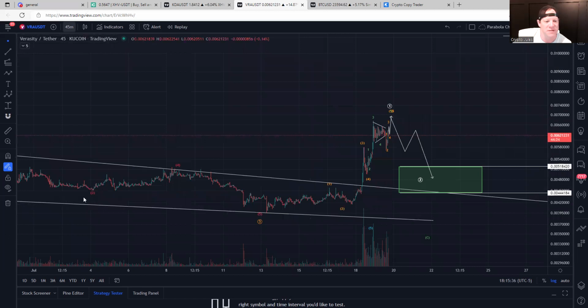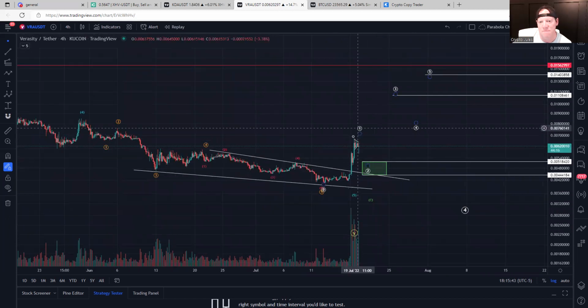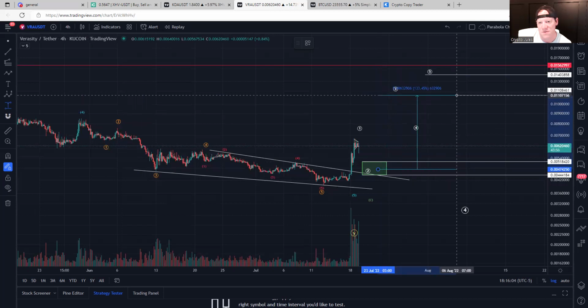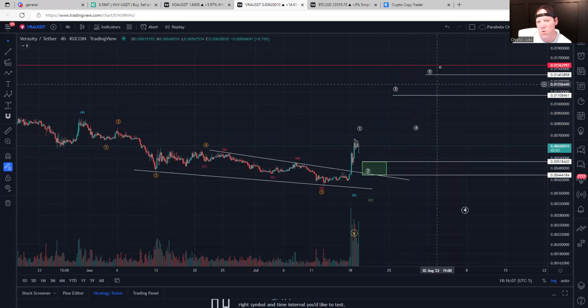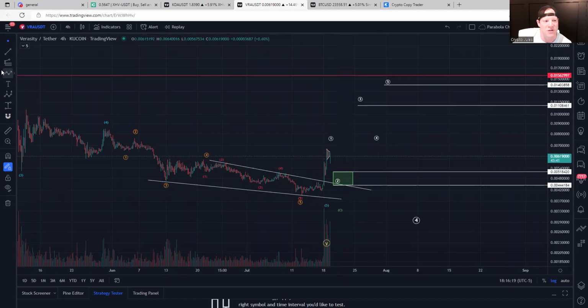Once that retraces into that zone and we get that ABC correction and we hold and we break back above the origin of this, the ending point of this 1 wave, we should see a 3, a 4, and a 5. That 3 should take us up to about 1.1 cents roughly, which, if we start averaging into this green box and it does indeed get there, is 130% roughly. And then a 4 and a 5 all the way up to basically 1.5 cents.